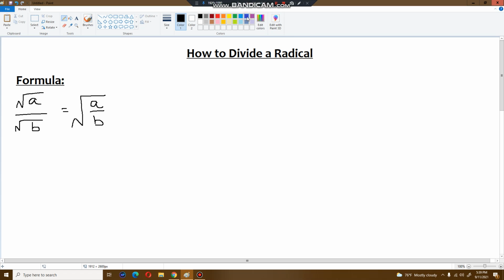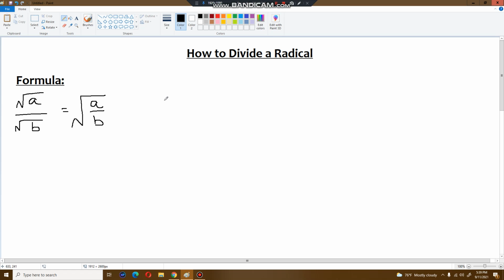Today I'm just going to show you how to divide a radical. Just like multiplying, you do not need to worry about terms or like terms. You simply have to use a formula and divide accordingly. Take a look at the basic formula for dividing a radical. The square root of some number a divided by the square root of another number b is the same thing as saying the square root of a divided by b.